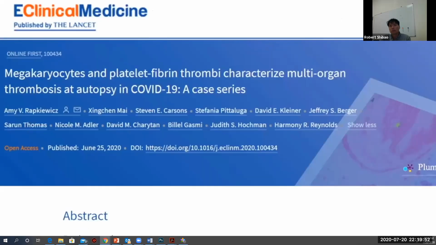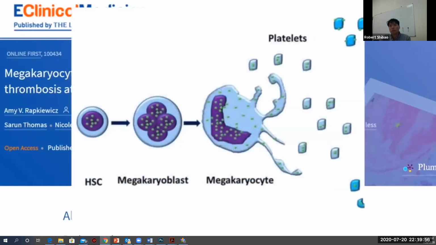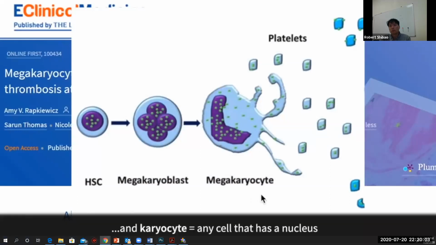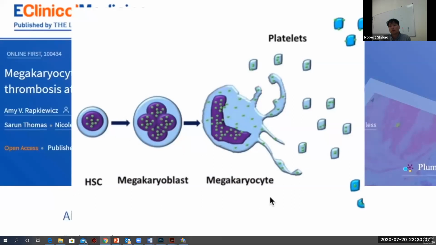But here we're seeing megakaryocytes. So what is a megakaryocyte? Megakaryocytes are the precursors to platelets. These are large cells, mega meaning large, that have multiple aggregations, if you will, of small platelets coming into one cell. This is how they are made.